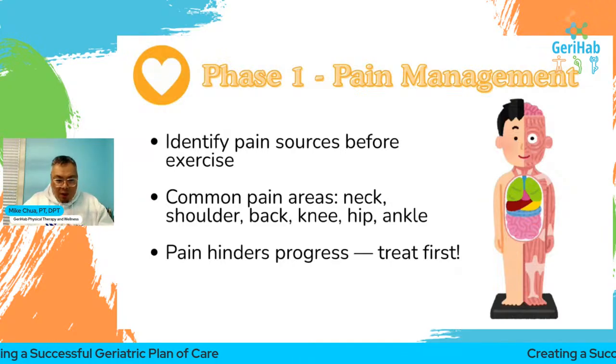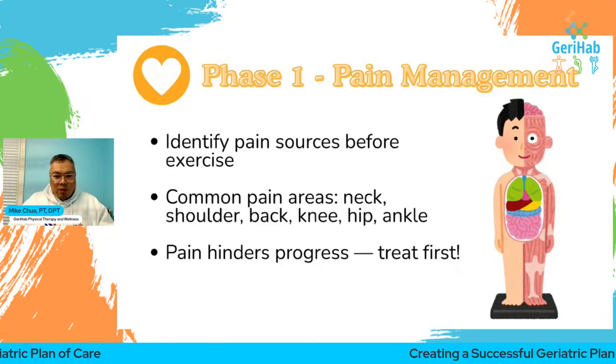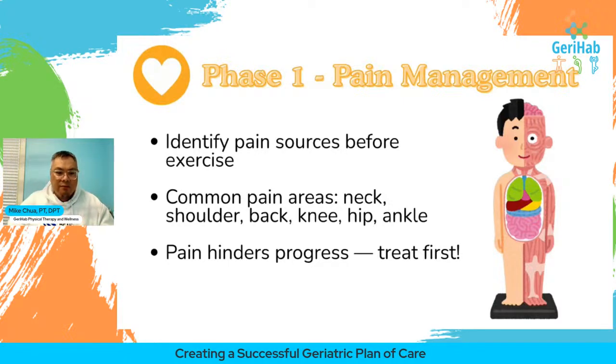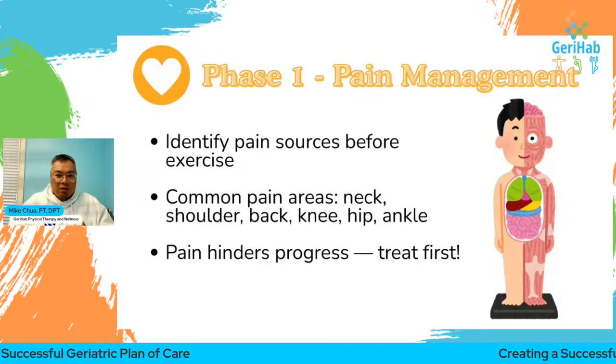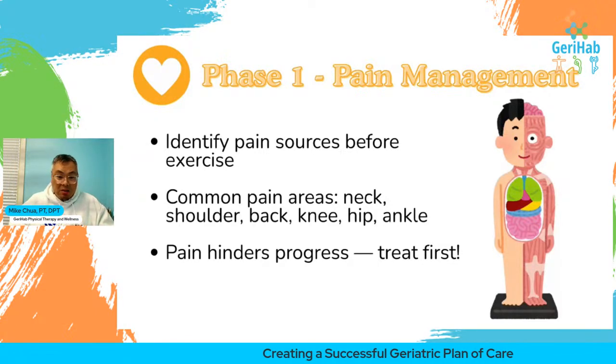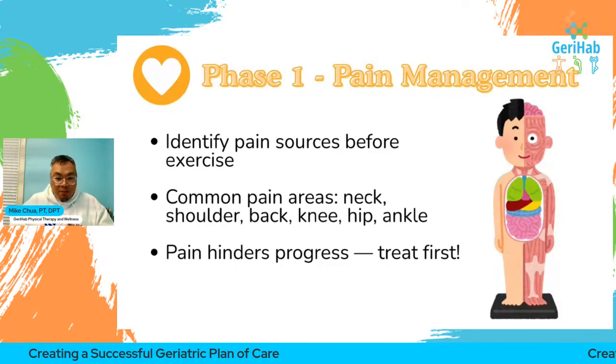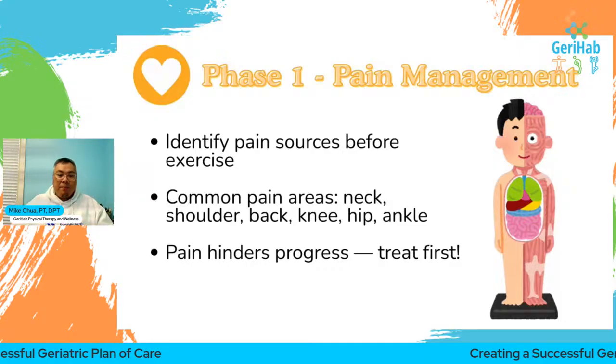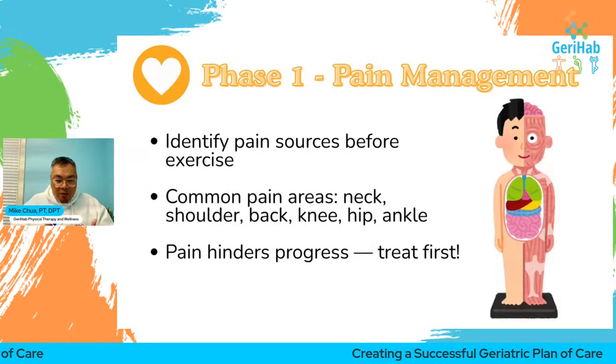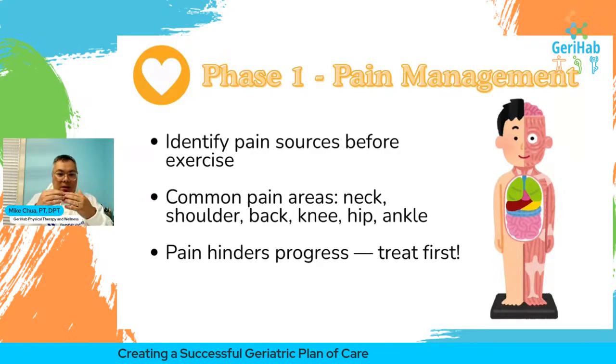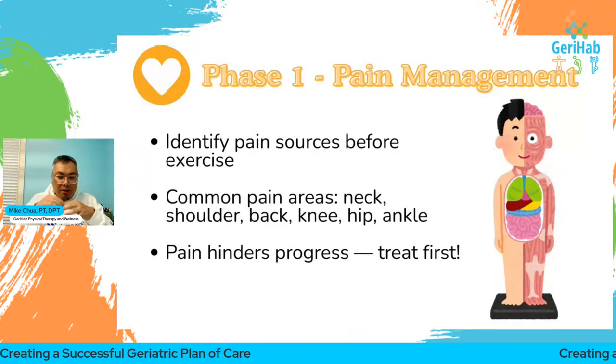Okay, so phase one. Let's talk about phase one. Phase one is the pain management. We've got to identify the source of pain first. There are plenty of therapists out there who just go ahead and start letting them do jumping jacks, right? Or ride the bicycle. We have to ask them about their pain first. Common pain areas: check the neck, check the shoulders, the scapular blade, the low back, from cervical to thoracic to lumbar, to their hip and knee and ankle.